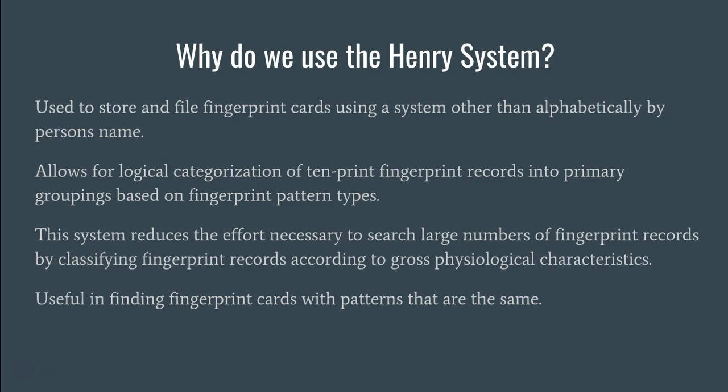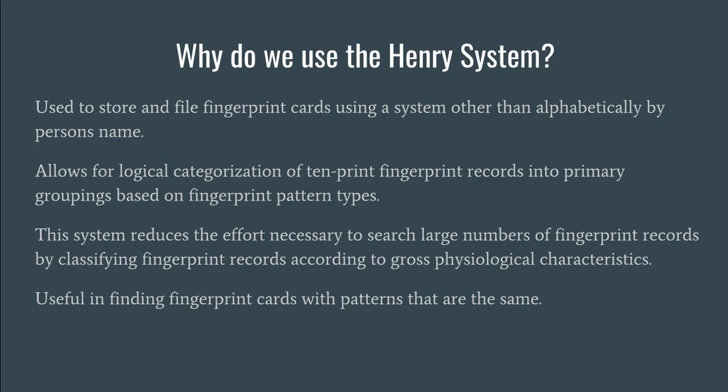And after campaigning a few years, in 1901, he finally was able to get Scotland Yard in the UK to actually adopt his system of classification. A few years later, that same system of classification was adopted here in the United States, and it's the same system of classification we use in the United States currently. It is not the only system of classification. Dr. Juan Vucetich in South America, he was an Argentinian police officer. He also developed a system of classification that's used in many countries in South America. But here in the United States, we use the Henry system.